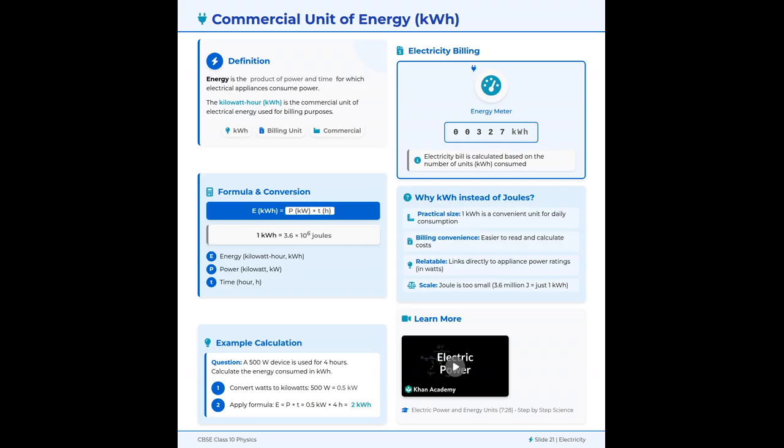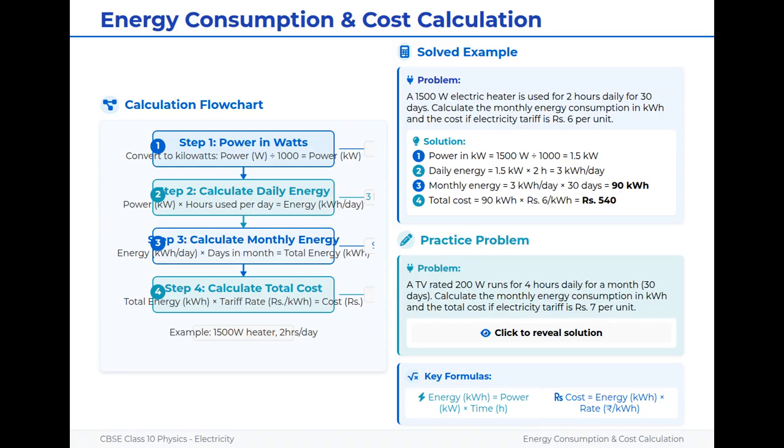When you get your monthly electricity bill, you'll notice the energy consumed isn't measured in joules. For commercial purposes, a much larger, more practical unit is used, the kilowatt hour. It's often abbreviated as kWh and is simply called a unit of electricity. 1 kilowatt hour is the energy consumed when an appliance with a power rating of 1 kilowatt runs for 1 hour. And for conversion, 1 kilowatt hour is equal to 3.6 million joules.